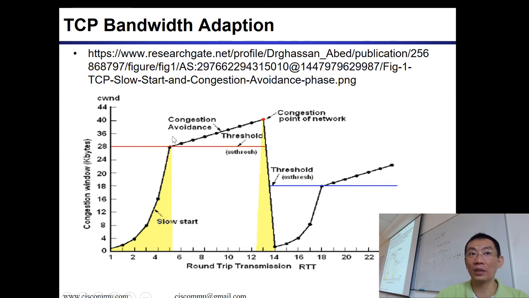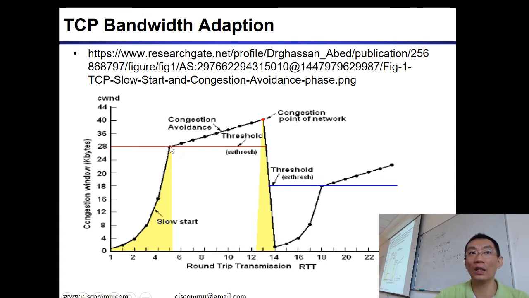Every second it will double the window size until you reach this threshold. So you start at 1, then you quickly double until you reach the threshold. Once you reach the threshold, you know you're about to go over already. So now you increase linearly, 1, 2, 3, 4. Every second you're going to increase your segment size by 1.